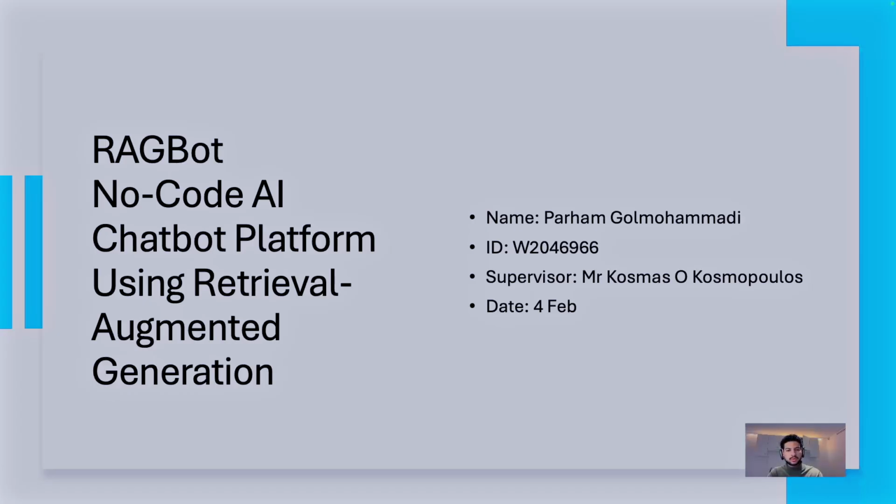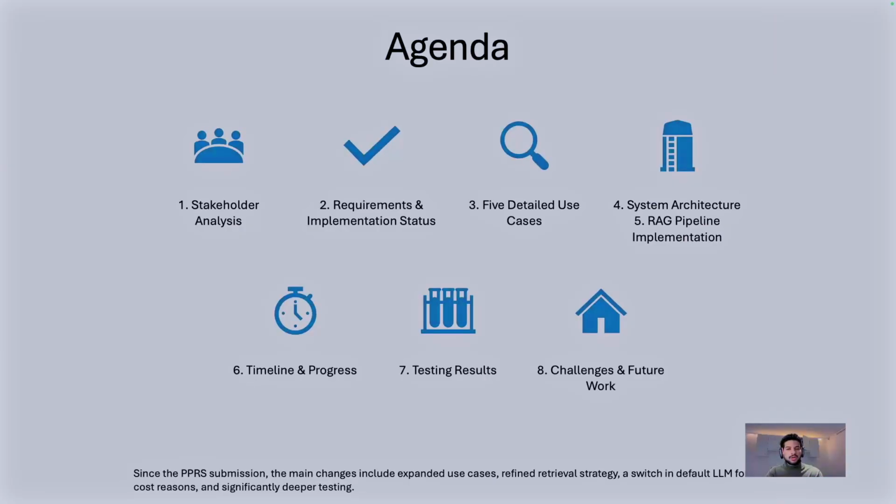Today, I'm going to present my IPD for RAGBot, a no-code AI chatbot platform using retrieval augmented generation, or RAG, which was supervised by Mr. Cosmopoulos. Today, I'll cover stakeholder analysis, requirements and implementation status, 5 detailed use cases, system architecture, RAG pipeline implementation, timeline and progress, testing results, and challenges and future work.